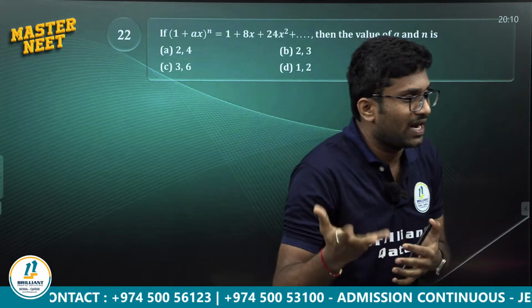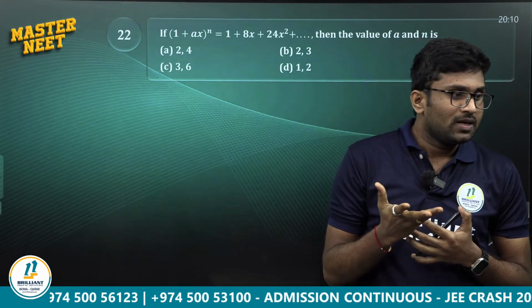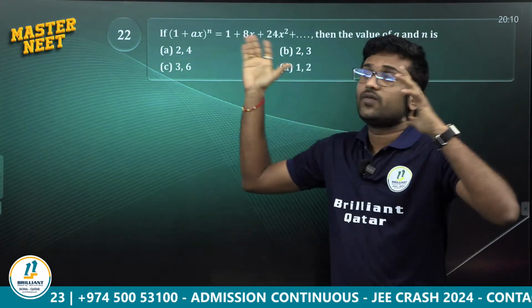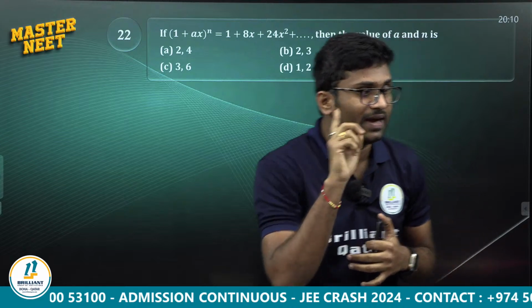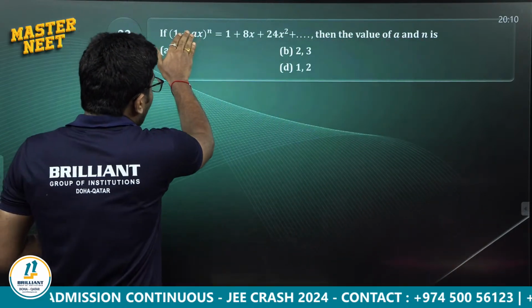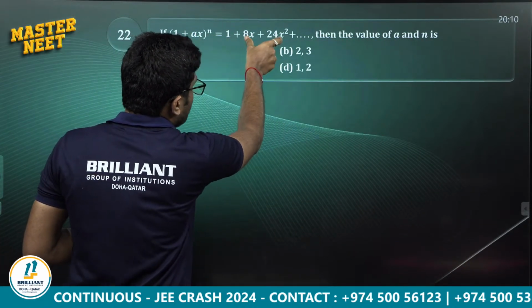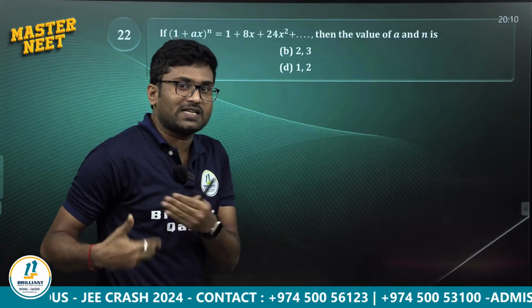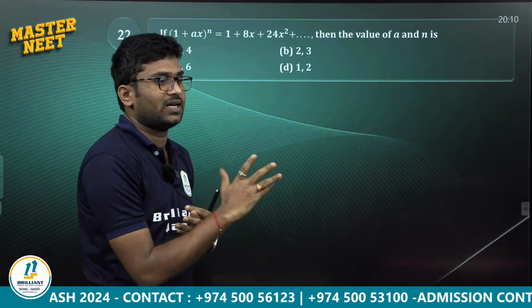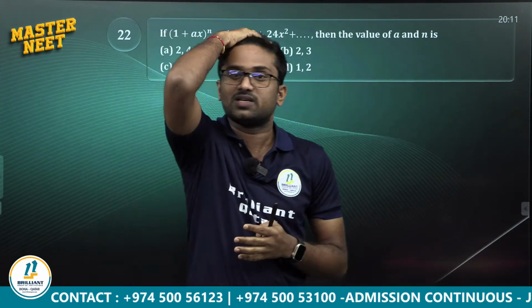From the expansion, they are asking us to get the value of unknowns. Here there are two unknowns. One is a, one is n. So we expand this and we equate the corresponding terms to this particular thing. From there we generate some equations. We solve those equations and get the value of unknowns. This is how the procedure will be.